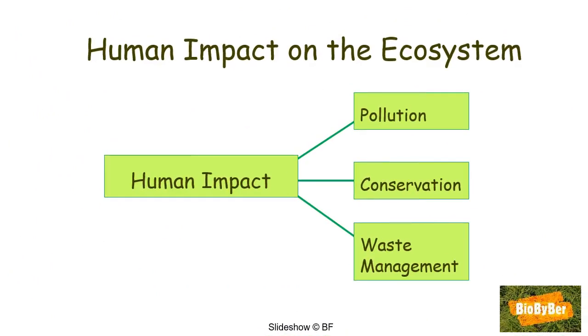Right, let's go. Humans have a big impact on ecosystems and even on the planet or biosphere as a whole. The effects are so big that they can be seen with satellite images from space. We have to show the human impact on the ecosystem by considering pollution, conservation, and waste management. Therefore, we need to look at each one of these in turn.